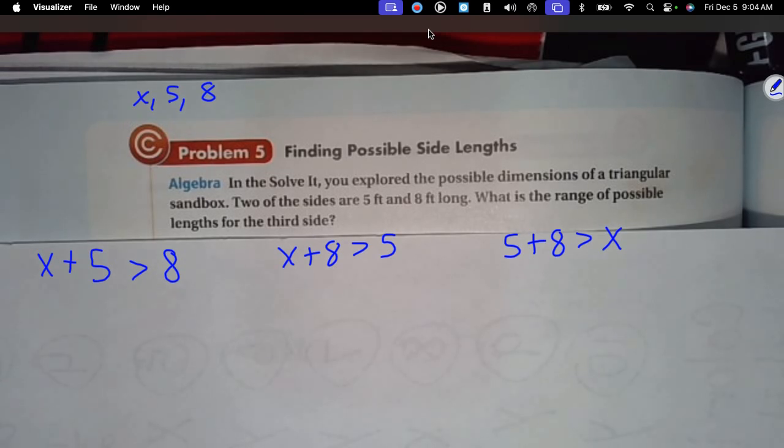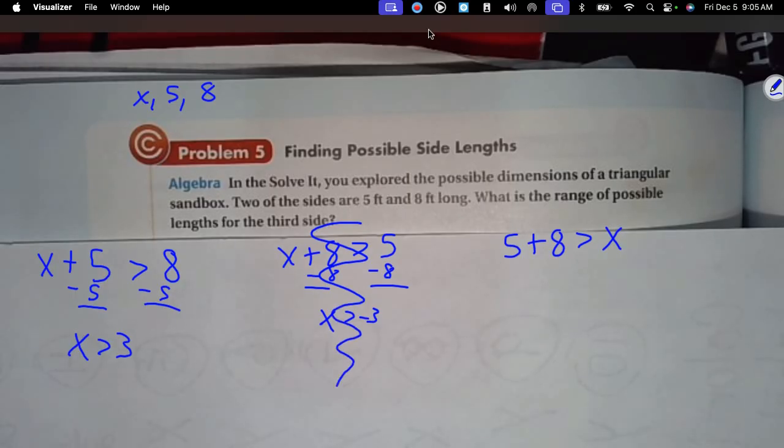Okay, so how do I solve this one? I would subtract 5. So X has to be bigger than 3. Everybody good with that? I'm trying to find what all X can be. What all numbers can it be? So far, I know it has to be numbers that are bigger than 3. Let's go to the next one. If I subtract 8, that says X has to be bigger than negative 3. Well, is this one going to make sense? Because that means you can have a negative side. Can you have a negative length? No, I'm not going to use that one.